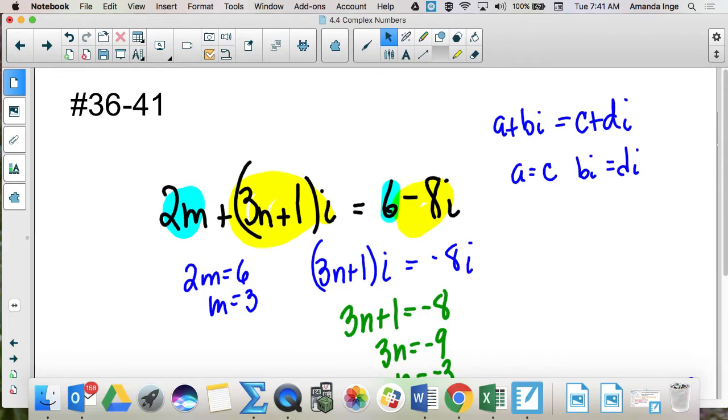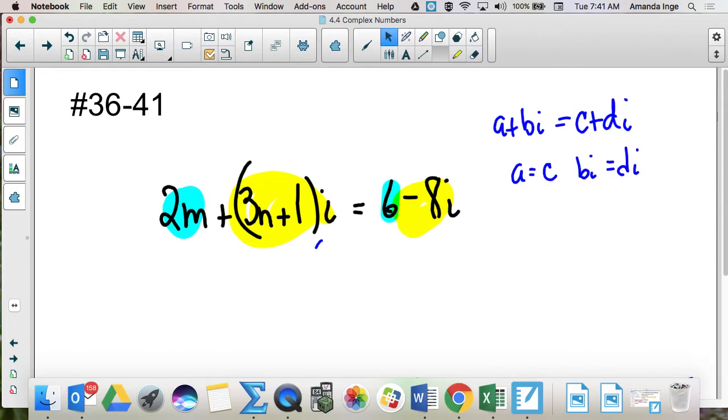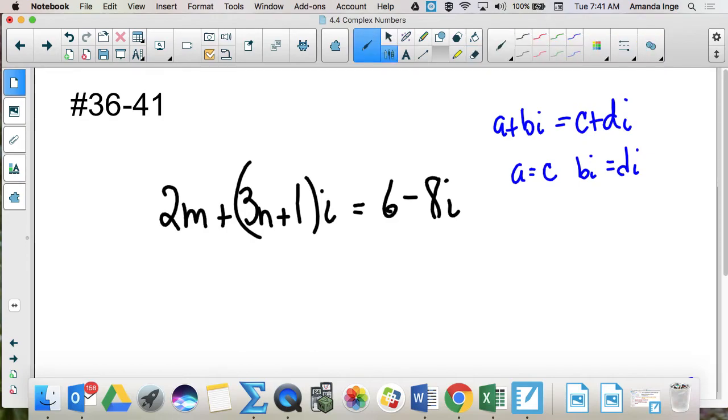So problems numbers 36 through 41 work like this. You're given a problem that looks like this, and you're asked to solve for m and n, or a, whatever the variables are. So what you want to do is take the imaginary part and set it equal to the imaginary part, and the real part and set it equal to the real part.